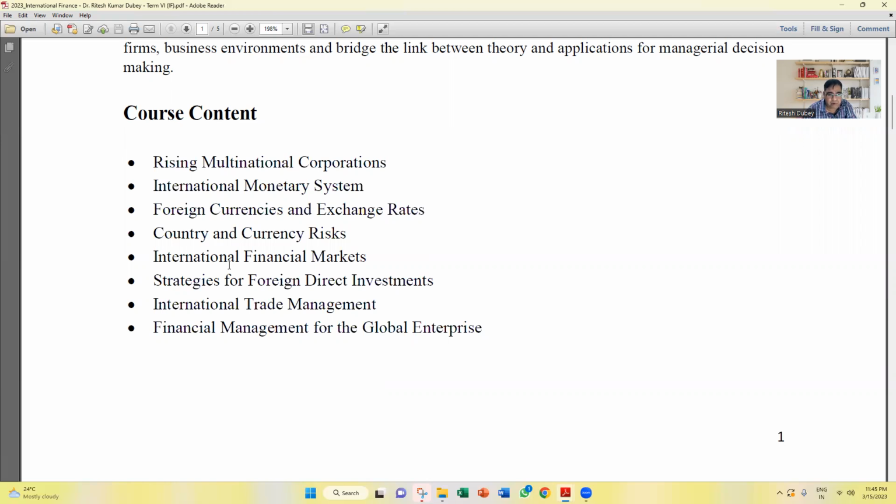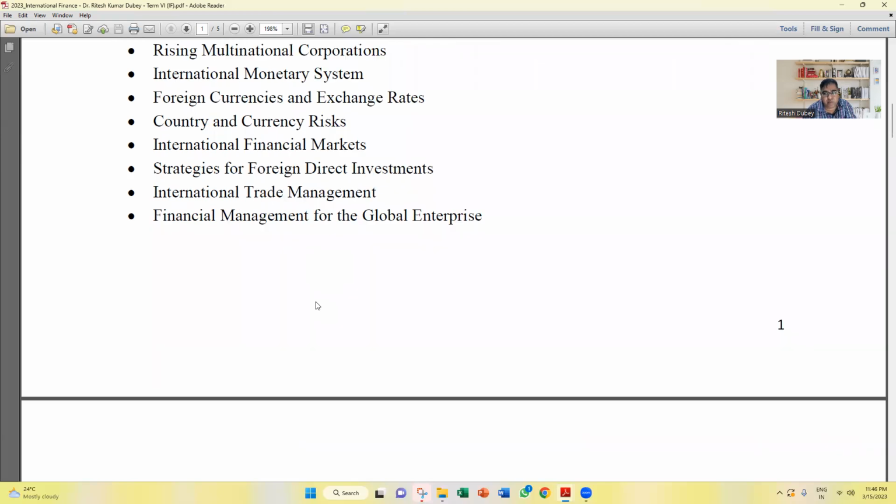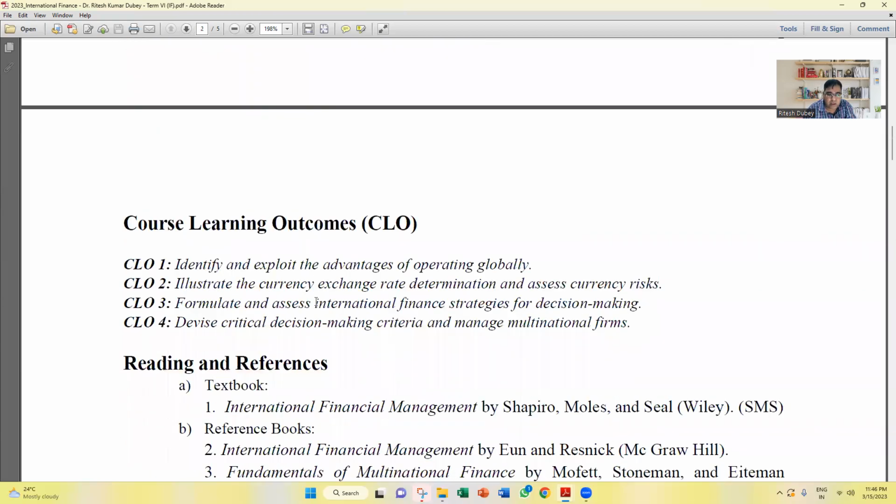Now when we are looking at growing, right, and when we are trying to look at the strategies which can help us in growing abroad, we will look at some of the strategies pertaining to foreign direct investments as well. We will look at international trade management, right? So the concepts related to letter of credit, bank guarantee, right? So all these aspects will also come over there. Now we'll take a few cases where if someone is working in a global enterprise, right? How do you manage the financials of a global enterprise? That is also something that we are going to look at.